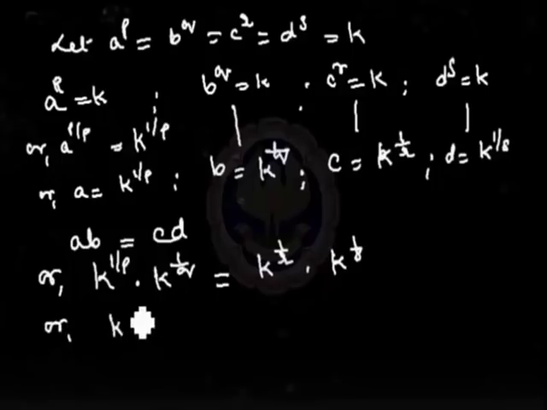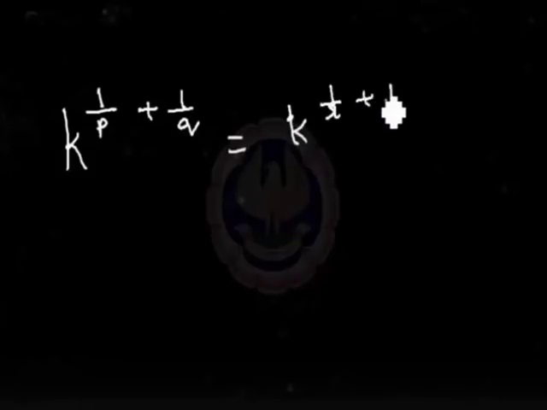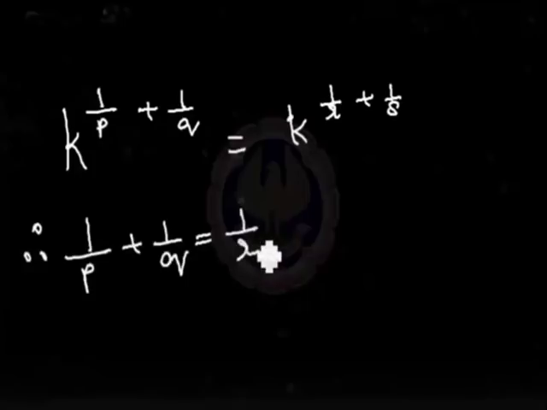So this is equal to k to the power 1 by p plus 1 by q, which is equal to k to the power 1 by r plus 1 by s. Right? So what we got is k to the power 1 by p plus 1 by q is equal to k to the power 1 by r plus 1 by s. We are very well aware that if two expressions are equal and both the bases are the same, it automatically leads to the equality of the powers also. So therefore 1 by p plus 1 by q is equal to 1 by r plus 1 by s.